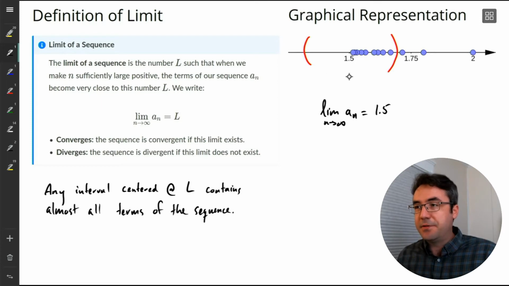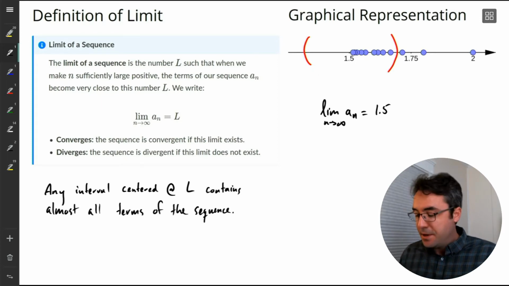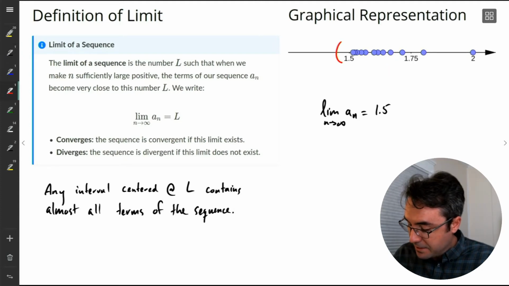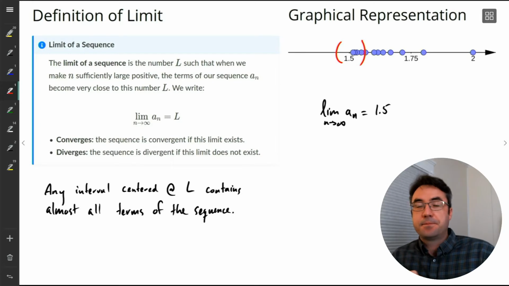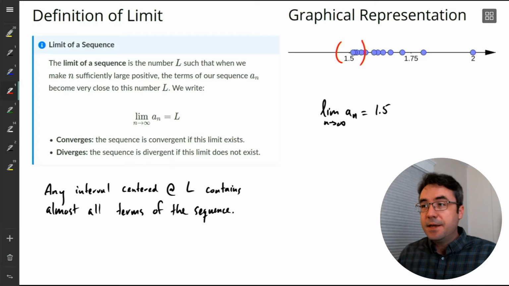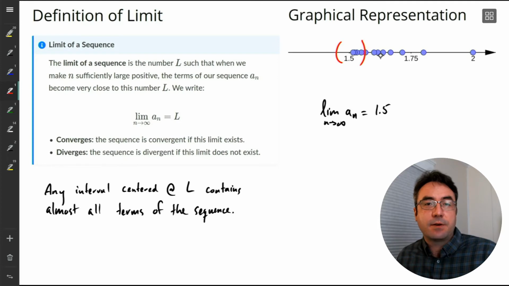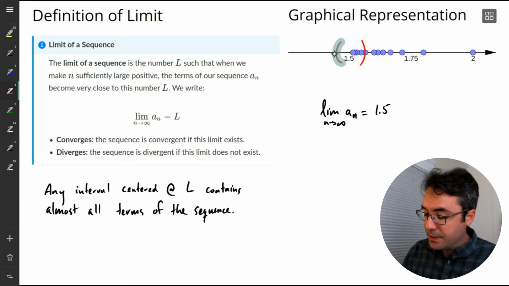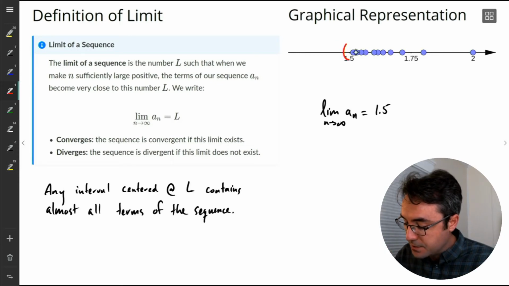So this is a nice generous interval here, but we could tighten things up a little bit and look at a smaller interval centered at that limit value. And what we would see is that there are some terms from our sequence that aren't inside the interval. That's okay. But eventually, if we choose n to be large enough, all of the terms of our sequence are going to be inside that interval. And we could repeat this game as many times as we want. We could keep drawing smaller and smaller intervals.